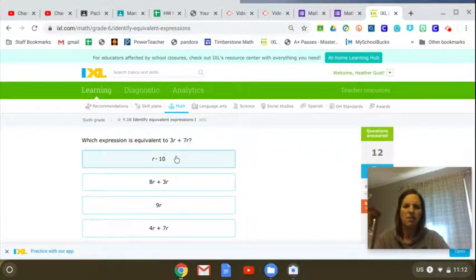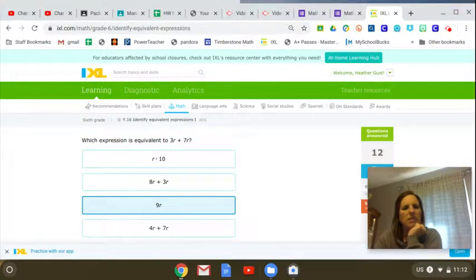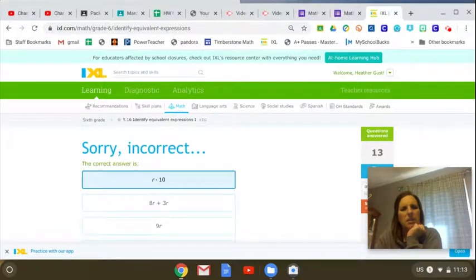Let's see, I don't think I want to multiply when it's an addition problem. I don't want to do 8r plus 3r. If I add these together, I'm not going to get 9. 4r plus 7r. This is interesting. I'm not too sure about this one, so I think I'm just going to go ahead and click and see what happens in my explanation. So it's saying r plus 10.